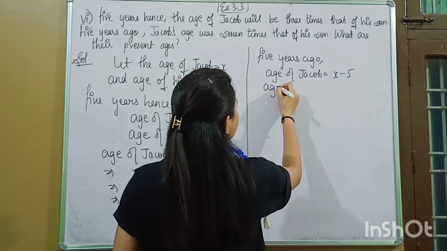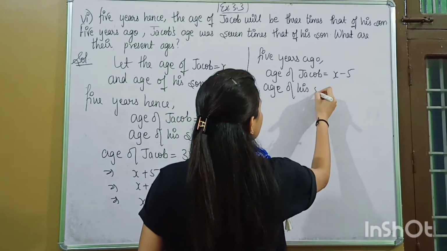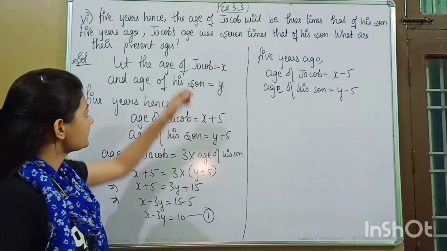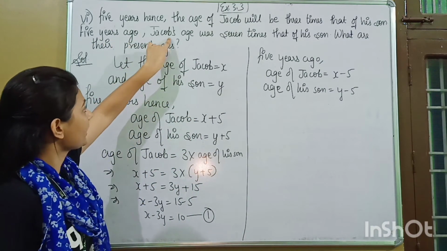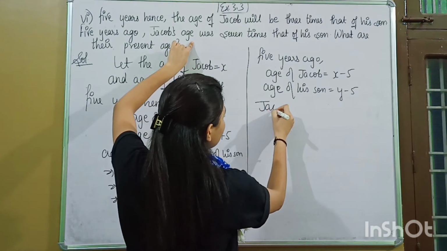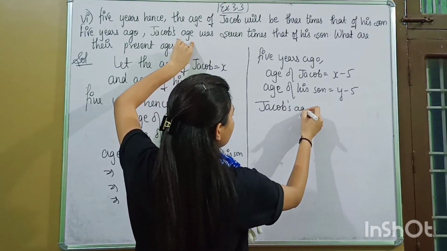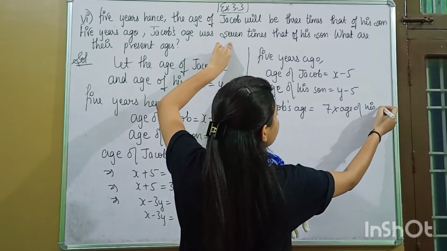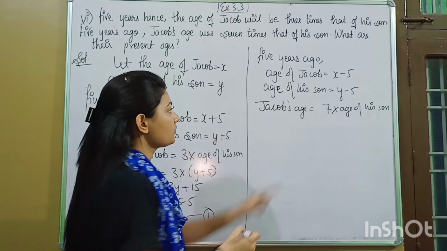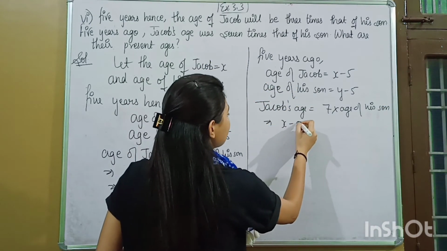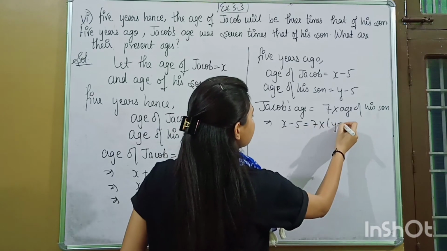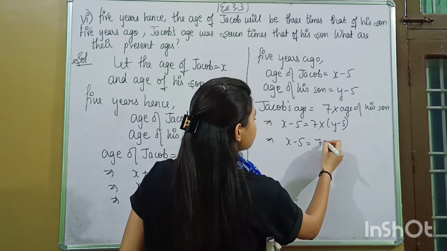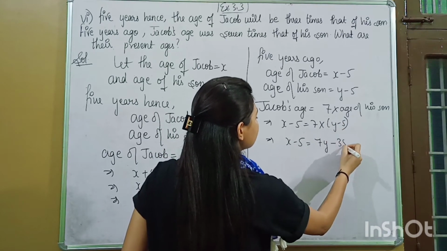And the age of his son will be, the present age is y, so before 5 years it will be y minus 5. Now what is said, 5 years ago Jacob's age is 7 times the age of his son. So 5 years ago the age of Jacob, x minus 5, is equal to 7 times y minus 5. That is x minus 5 is equal to 7 into y is 7y minus 7 into 5 is 35.